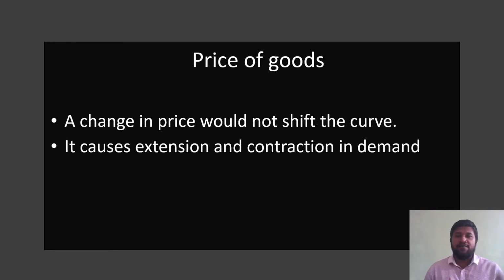Now, at the very beginning of the presentation, we discussed the types of change, that is extension and contraction in demand. Actually, the change in price would not shift the demand curve, as we discussed earlier, and it causes extension and contraction in demand. Just to remind, extension in demand occurs when there is a fall in price that causes an increase in quantity demanded, and contraction is the opposite: when price increases, the quantity demanded falls. That is called contraction in demand.